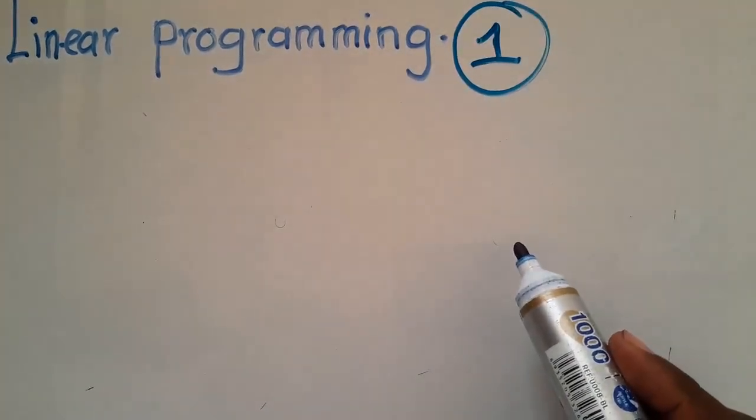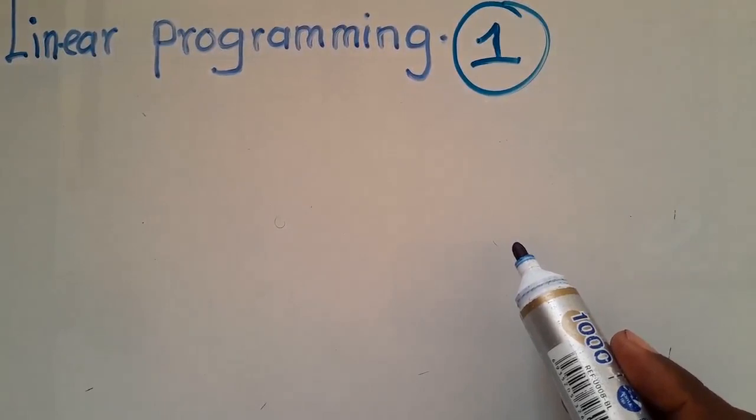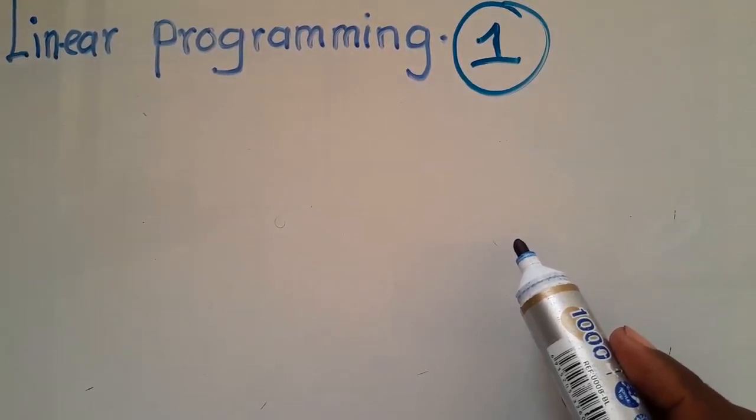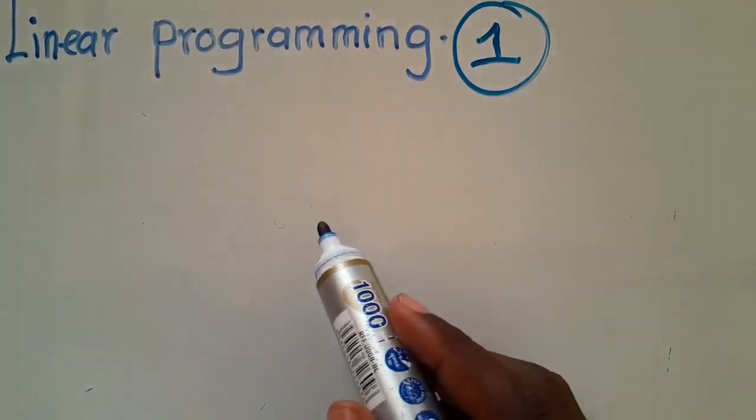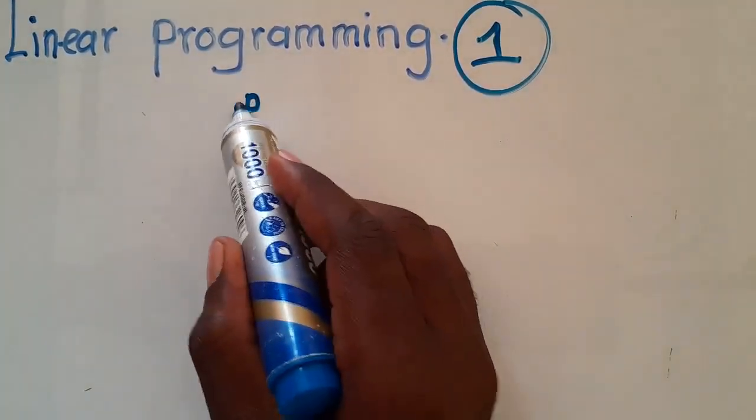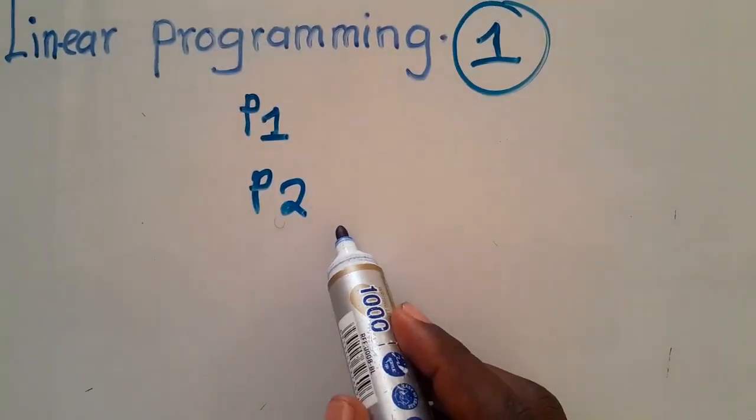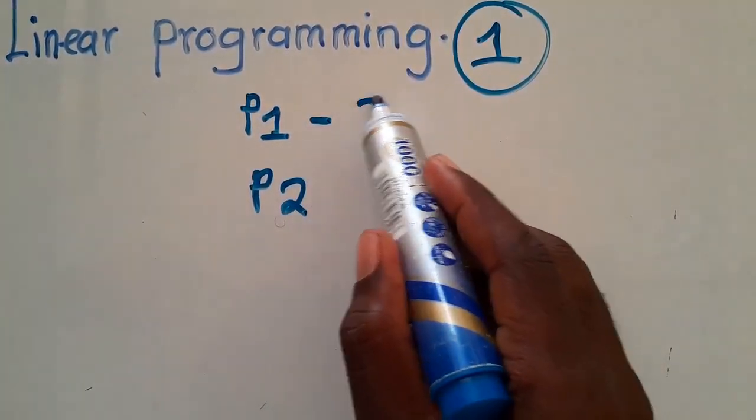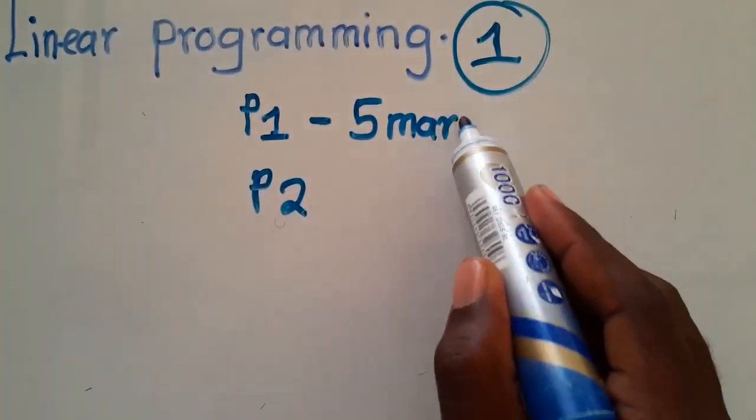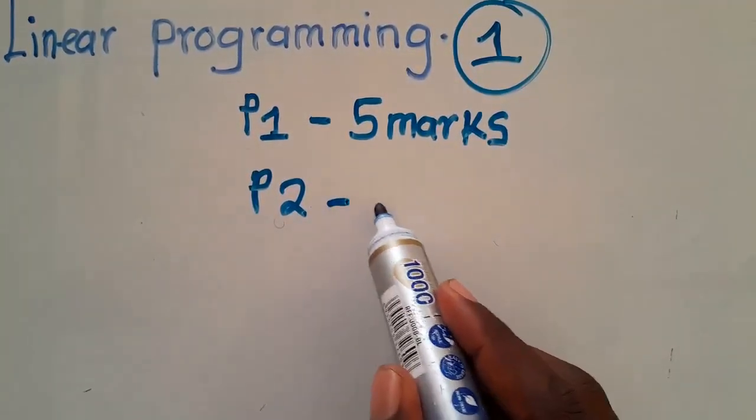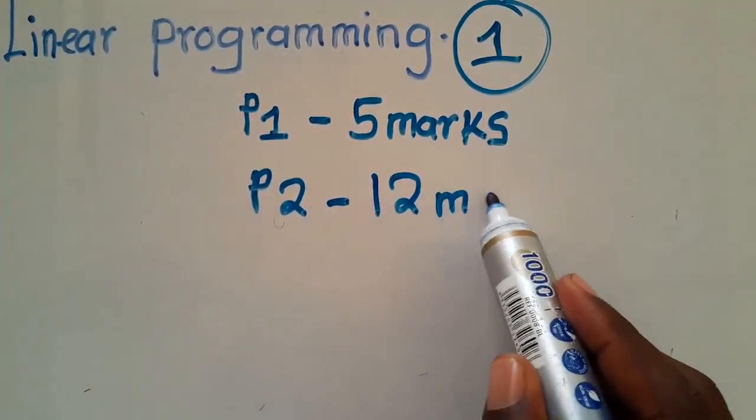Even as we start this, I want you to understand each and every concept that I'm going to teach you. These are the basics, the things that you're supposed to know even as you enter an exam. To give you a background on this topic, linear programming comes in both paper 1 and paper 2. Linear programming in paper 1 carries 5 marks. It doesn't miss in an exam. Linear programming in paper 2 carries 12 marks.